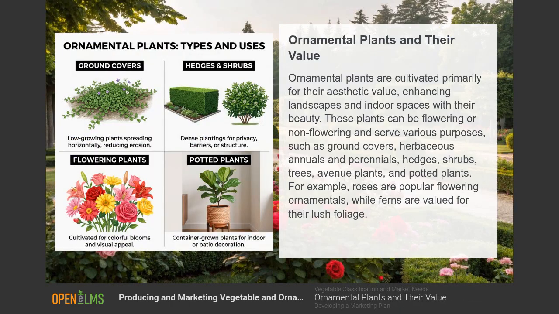Ornamental plants and their value. Ornamental plants are cultivated primarily for their aesthetic value, enhancing landscapes and indoor spaces with their beauty. These plants can be flowering or non-flowering and serve various purposes, such as ground covers, herbaceous annuals and perennials, hedges, shrubs, trees, avenue plants, and potted plants. For example, roses are popular flowering ornamentals, while ferns are valued for their foliage.